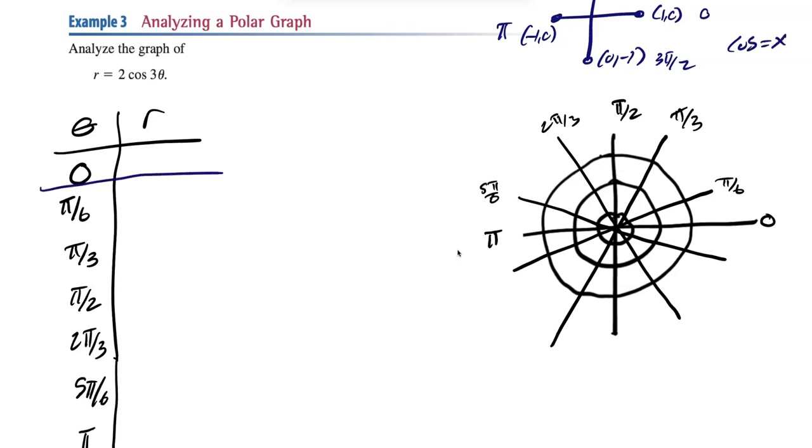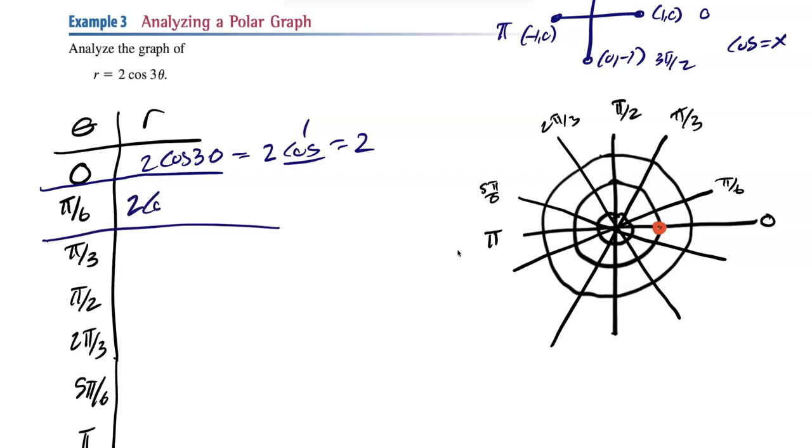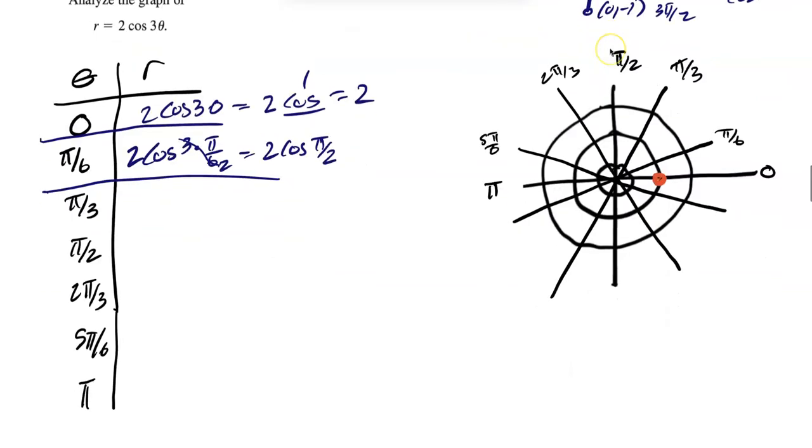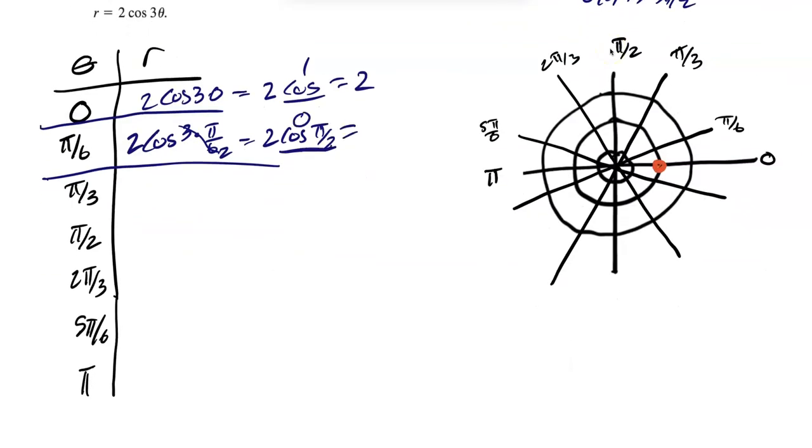So at 0, we're going to get 2 cosine of 3 times 0, which is just equal to 2 cosine of 0, which is 1, so 2. So at 0, we're going to be at 2, right there. Okay, next one. 5 pi over 6, 2 times cosine of 3 times pi over 6. Those cancel out and reduce, and you get 2 times cosine of pi over 2. Well, cosine of pi over 2 is 0. So next we get 0.